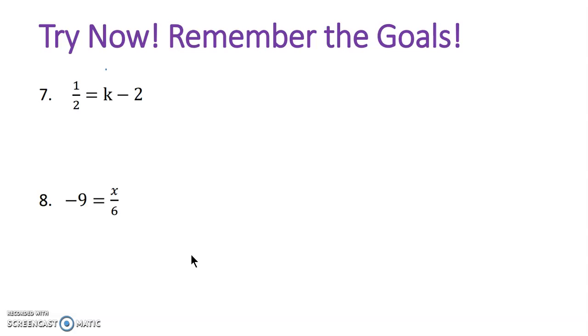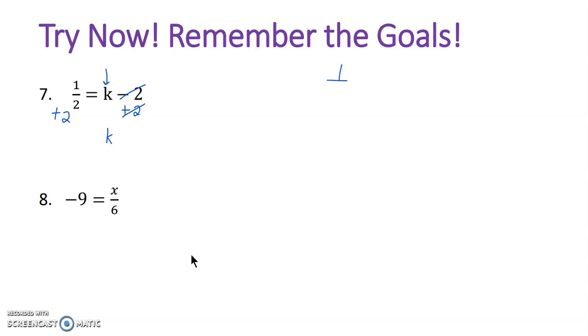In fact, we always need to be looking at our variable first. What's happening to our variable? Where is it? And what can we do to isolate the variable? Here our variable is k minus 2. So because we're subtracting 2, we need to add 2 in order to remove that and have k isolated. And what we do there on the right, we're going to do on the left.